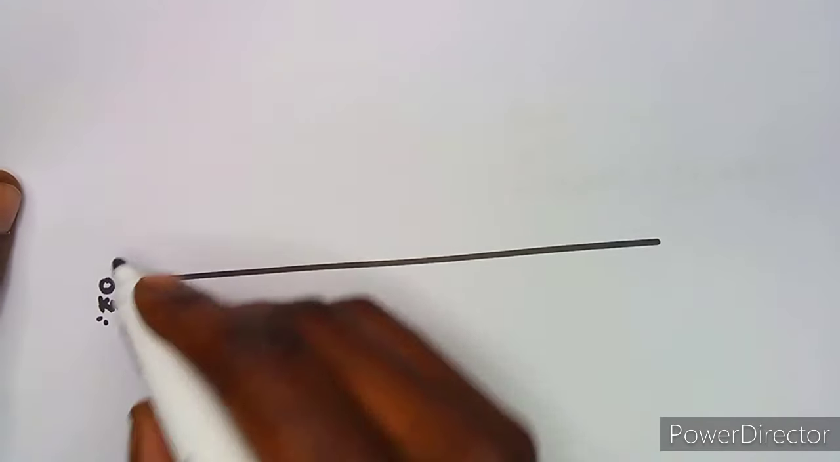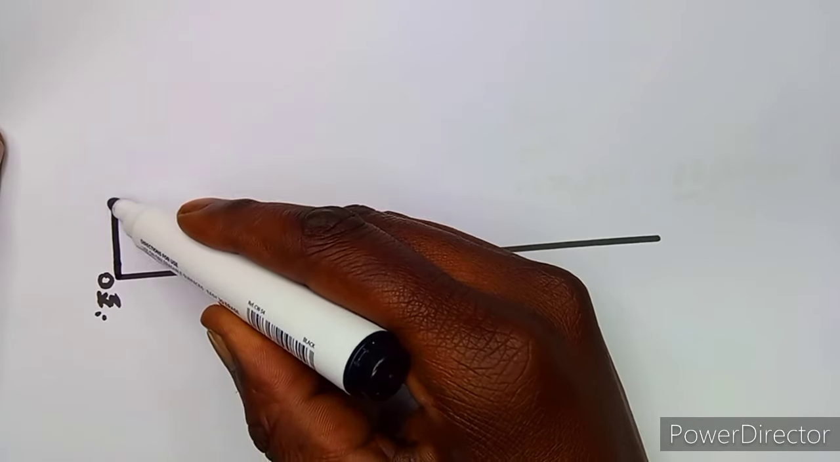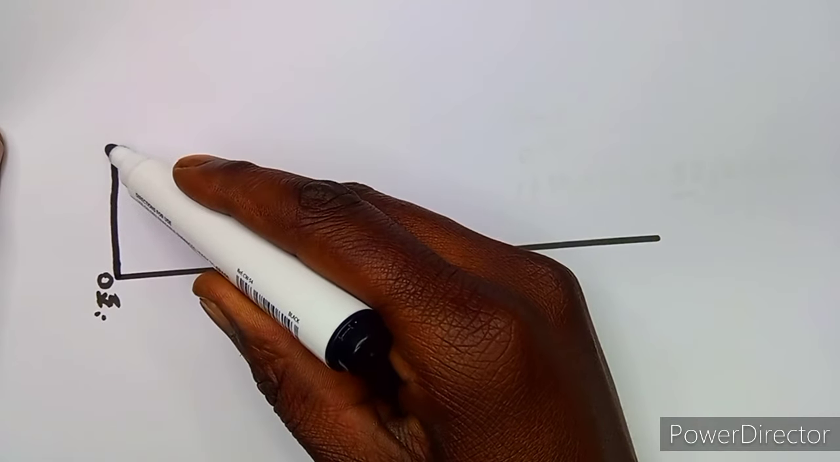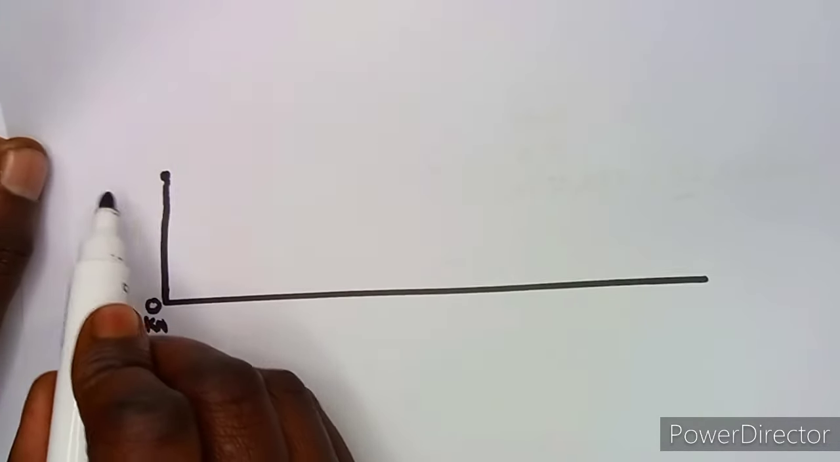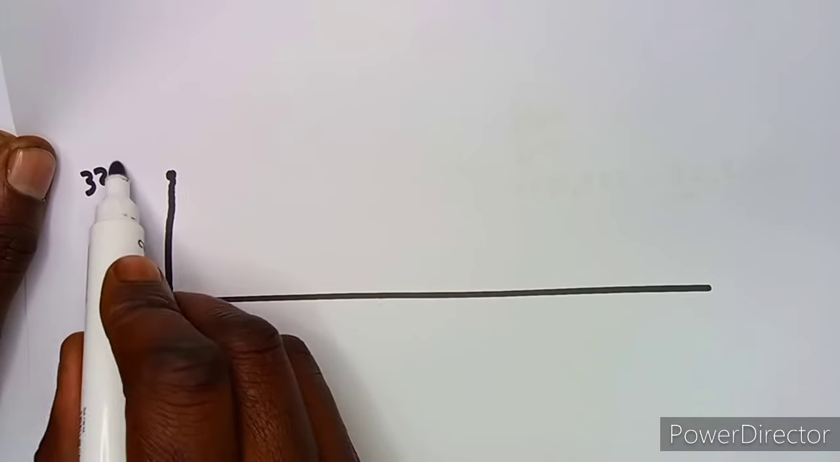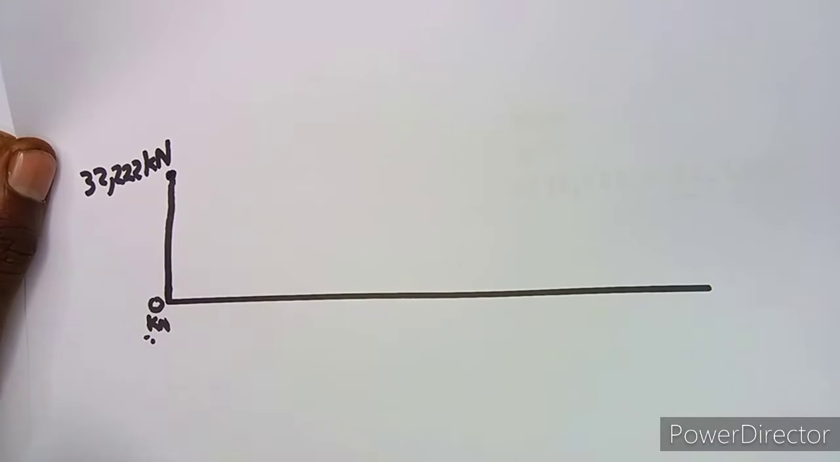So you just go upwards, guys. I hope it's going to be clear. Just go upwards. Let's say this is our 32,22. Let's say this is our point, 32,222 kilonewton. Let's say this is where we are now.